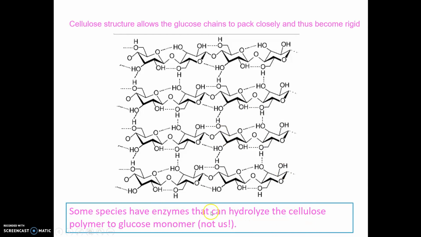So some species do have enzymes that can hydrolyze the polymer, the beta-1,4 linkages. However, we do not. Okay, that's important for you to know.